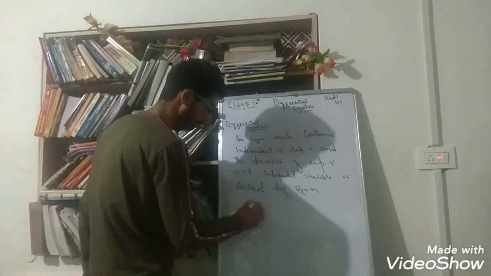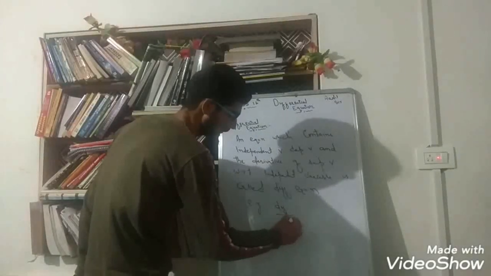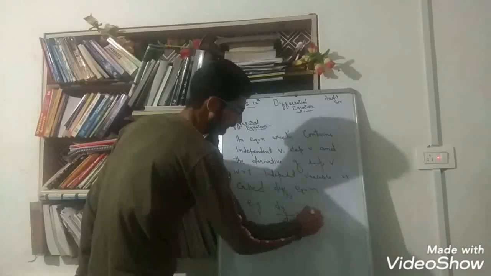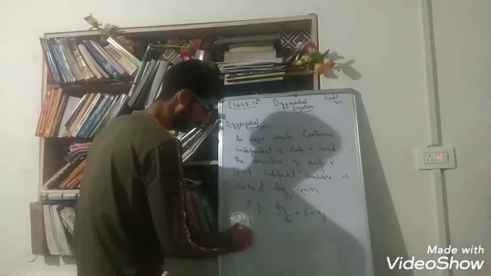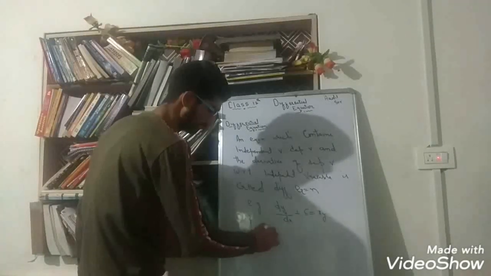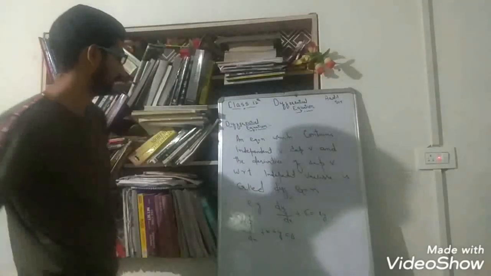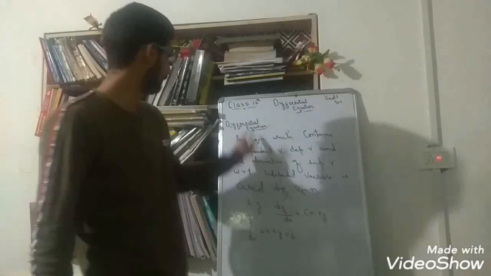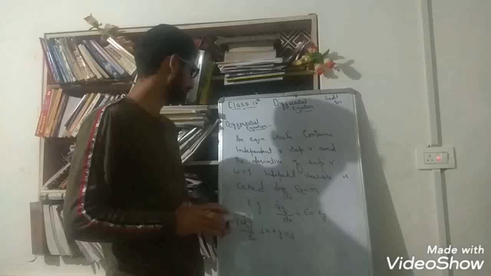For example, dy divided by dx plus 5 equals xy. d square y divided by dx square plus x plus y equals 0. This is the definition of the differential equation, and these are the examples that can make it easy to understand. Okay, beta, this was all about the definition of differential equation.